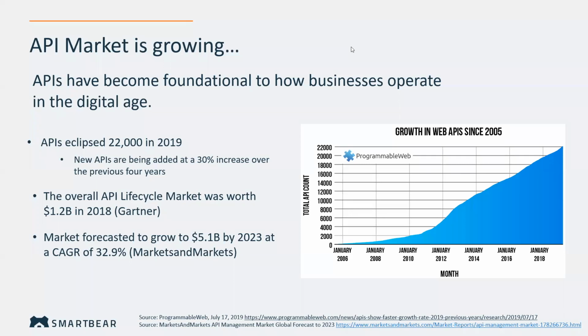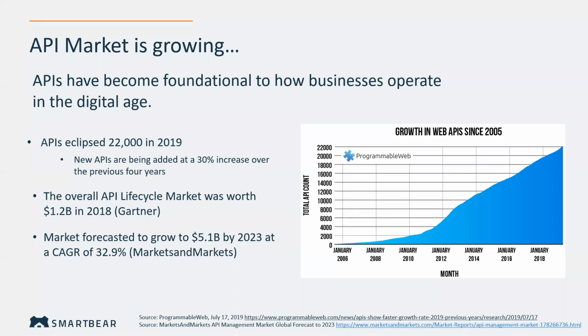They've been used in software development in some form or another for the last couple of decades. But the last 10 years have really seen a massive spike in API adoption and growth. So you can see a couple of figures there. New APIs are constantly being added to the ecosystem, and these are just the ones that can be tracked by ProgrammableWeb, which is a really good resource for public APIs. So they're being added at a 30% increase over the last 4 years.